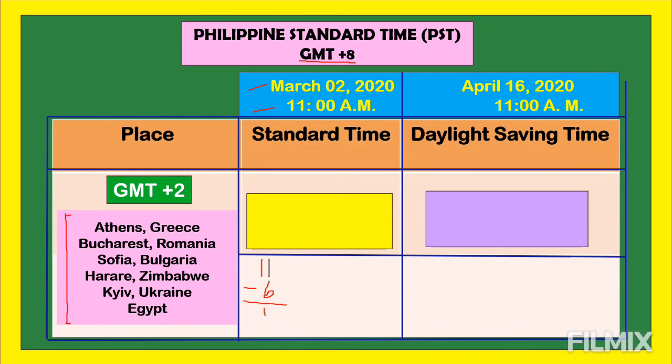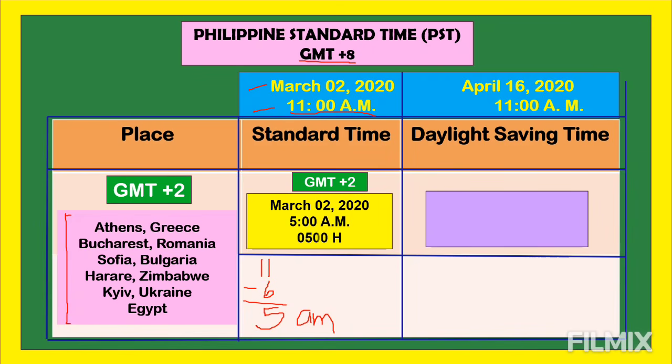That is equal to 5. So how do we know again whether this is AM or PM? Looking back to our time, 11 AM, it means that we're going to move backward. So this is 5 AM. So their time and date is equal to March 2, 2020, 5 AM. We can write that also in a 24-hour clock, 500 hours.